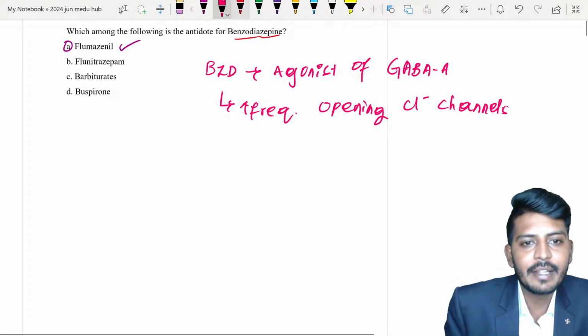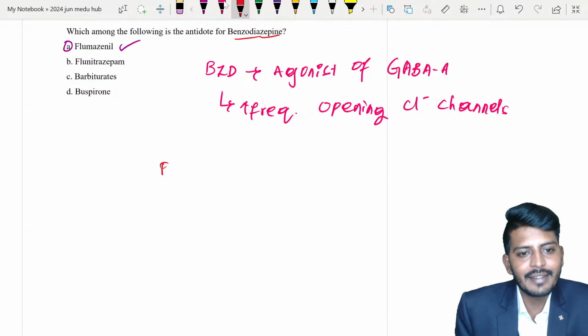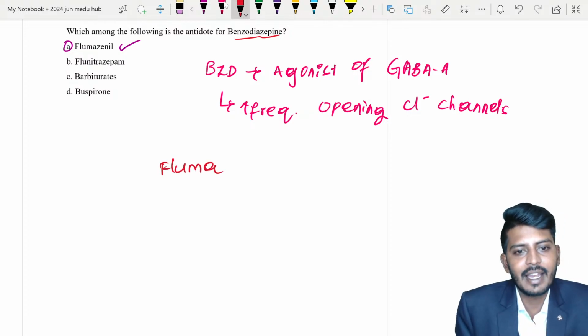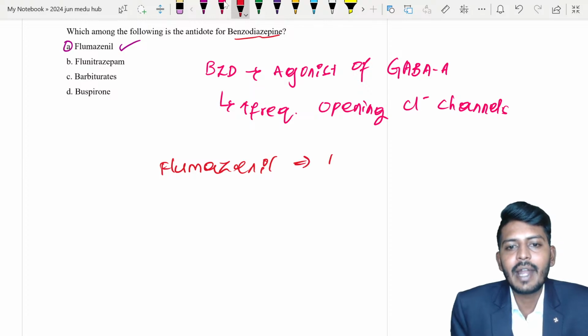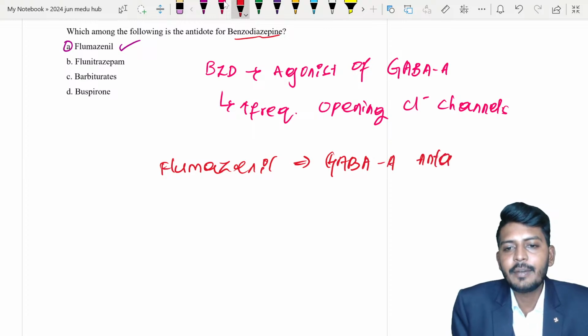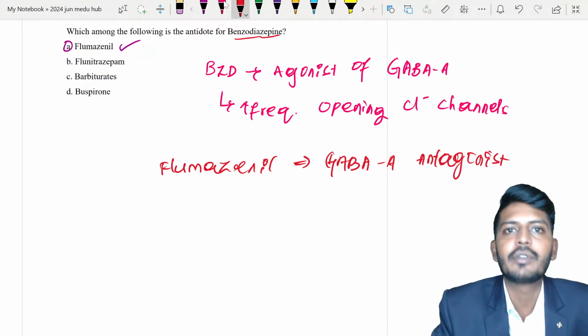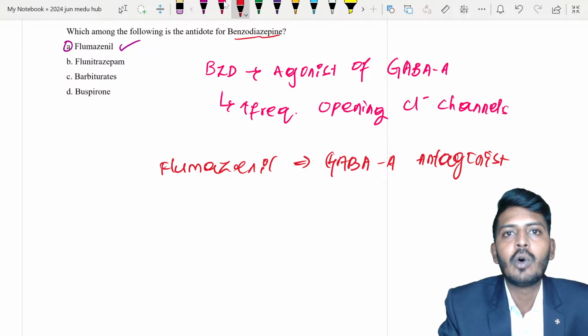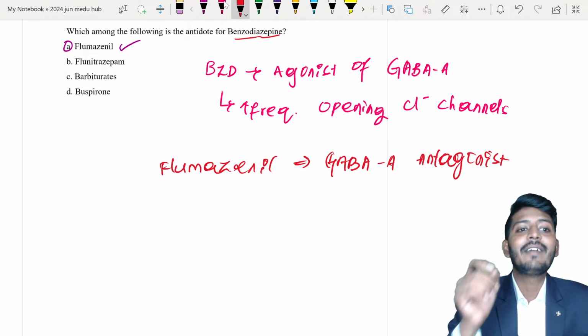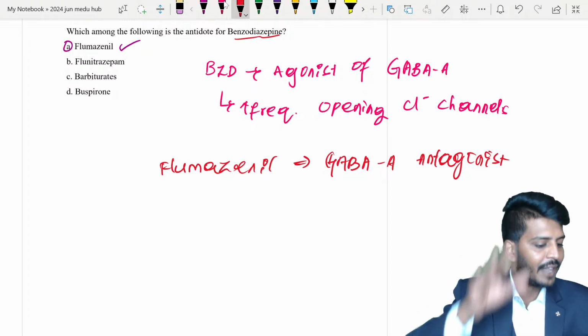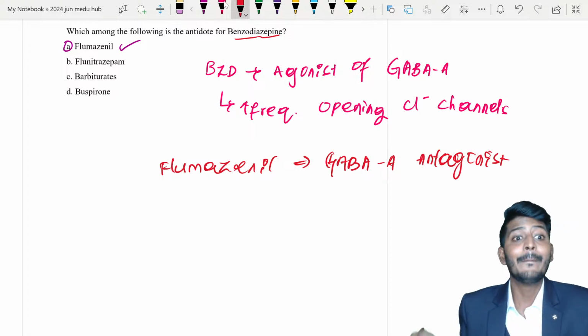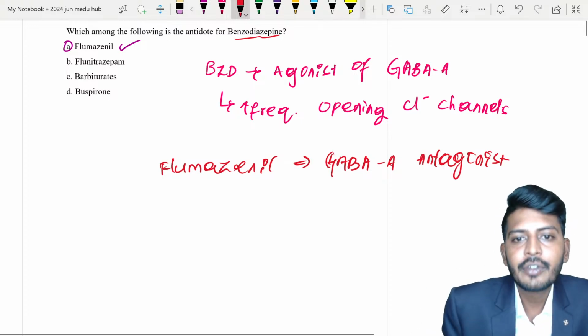So benzodiazepines bind there, and your flumazenil is a type of benzodiazepine antagonist, that is, a GABA A antagonist. So what is the next possible question? A patient was overdosed with benzodiazepine and was given an antidote. What is the mechanism of the antidote? They will ask that. So that is the answer.